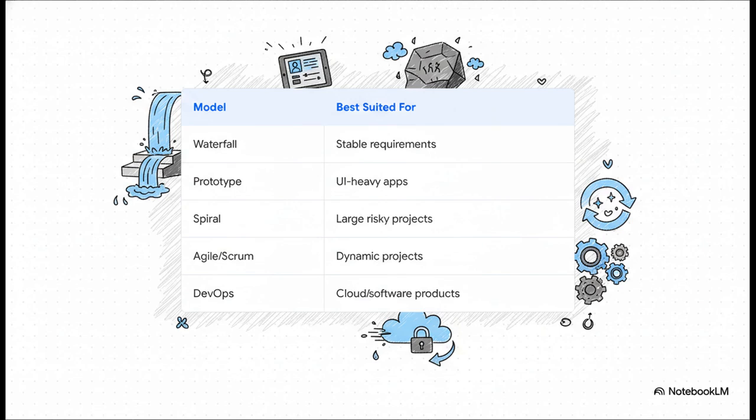Waterfall is still great if your requirements are totally stable. Prototyping is perfect for apps where the user interface is everything. Spiral is the heavyweight champion for those massive, risky projects. Agile and Scrum are built for the dynamic, ever-changing world most of us live in. And DevOps is the king for modern, cloud-based software that needs constant updates.